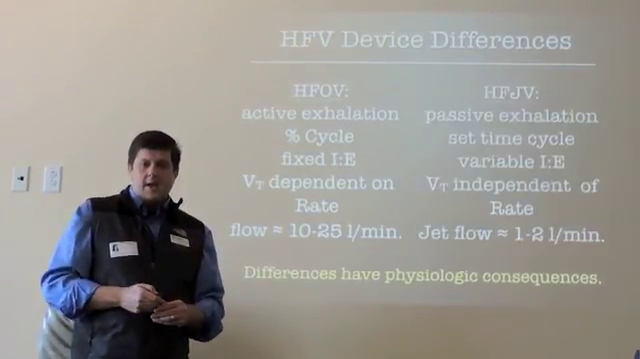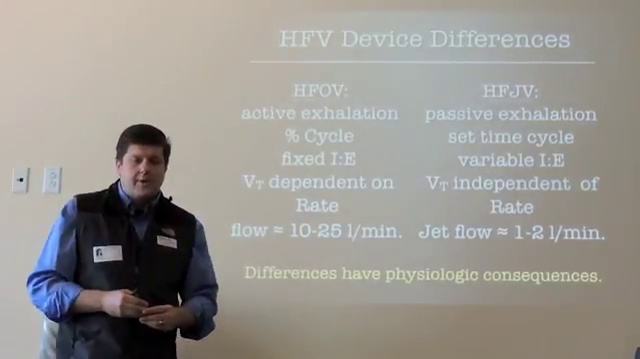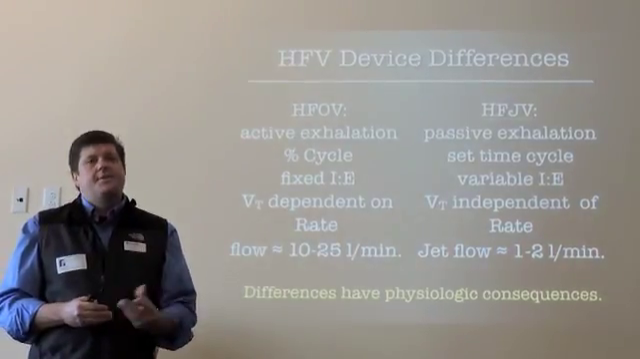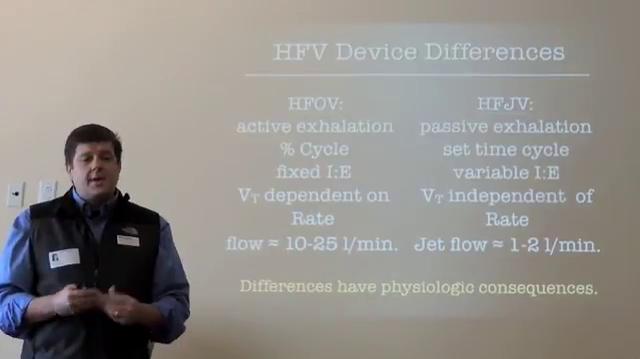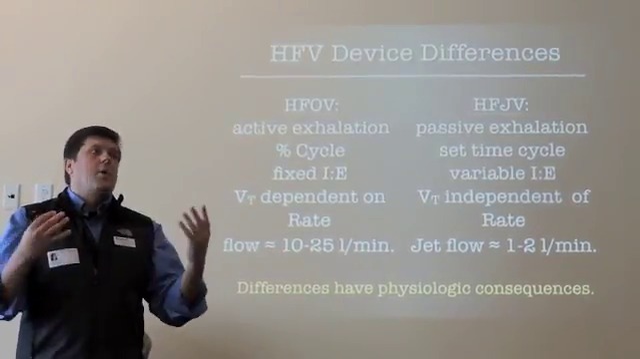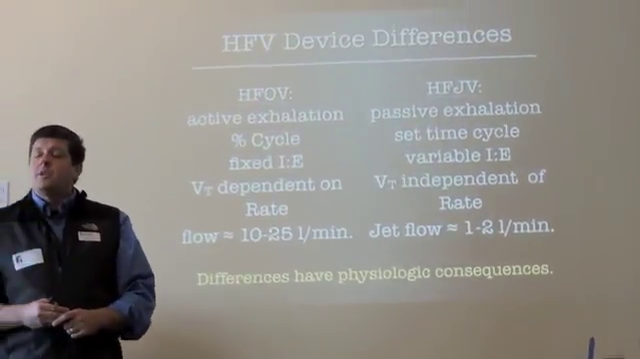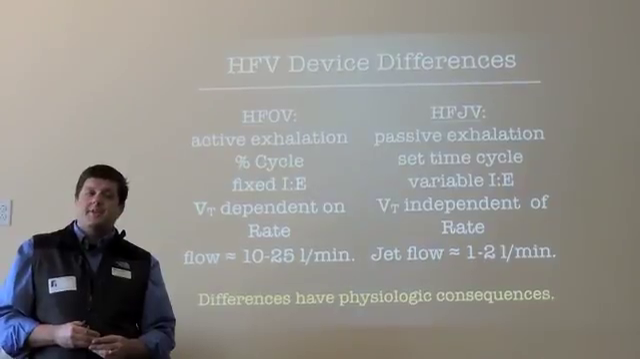The jet ventilator is passive exhalation, just normal recoil of the lungs and our chest wall. It has a set, fixed time cycle, 0.02 seconds. That's the default setting. So it doesn't matter what rate you're on, your I time is always 0.02. And if your I time is always that, then when you change the rate, you manipulate that I to E ratio. So we get really, really long exhalation times.